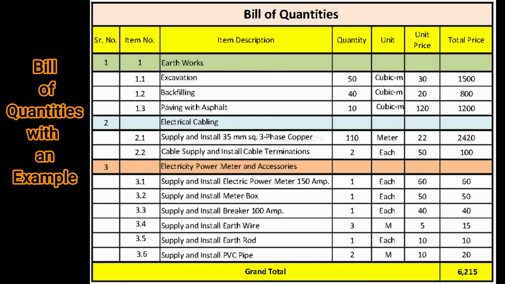The final BOQ for this project is shown here. We will make submission for all items. Grand total price, as it's shown, will be $6,215 for this project. So this was a simplified BOQ for a small electrical project.